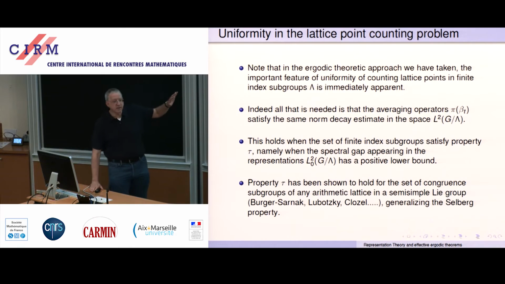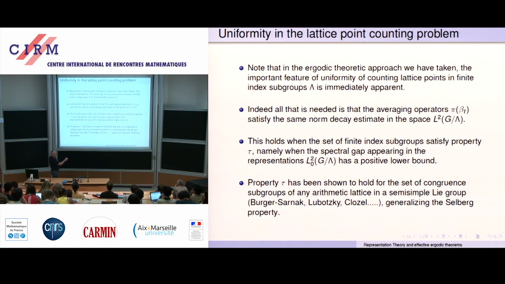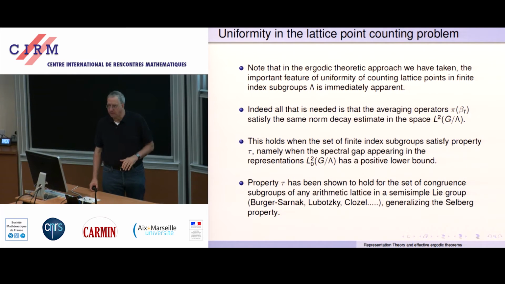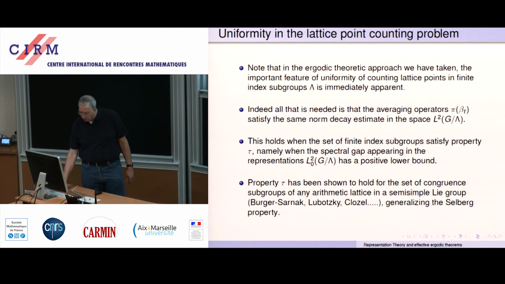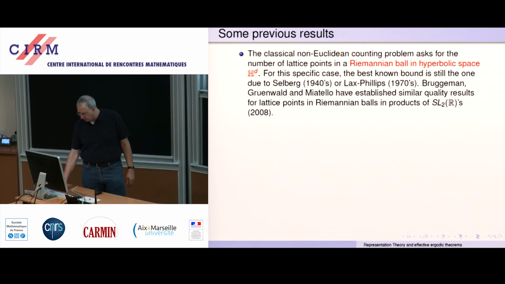But you can see that there is nothing more to be said. Property tau is a further spectral ingredient, which tells you that, in fact, for all of these groups, lambda, pi beta t has the same uniform bound in L2 G mod lambda. So you plug that in and you get this conclusion. There is really nothing more to say. But this property is really quite useful. I'm not sure we'll be able to see examples of that, but okay.